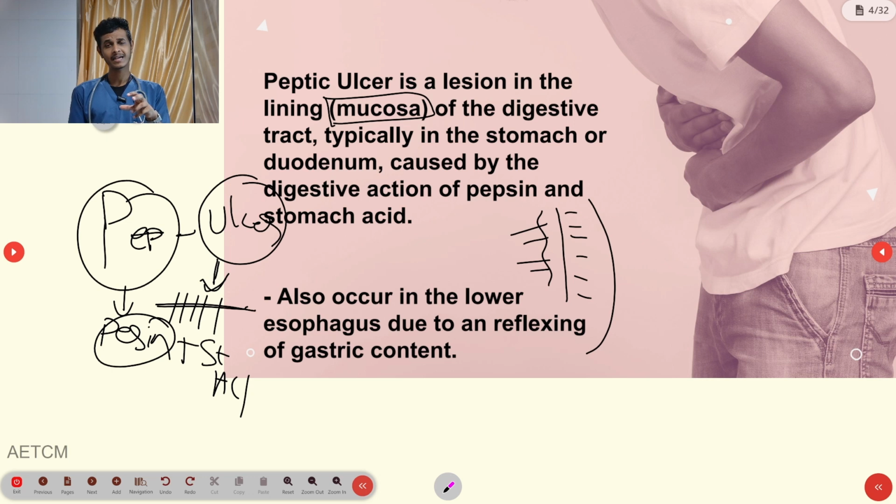Peptic ulcer can occur anywhere, either in the esophagus, or in the stomach, or in the duodenum also. Another term is esophago-gastro-duodenal ulcer. In the esophagus it occurs mainly because of reflux. Whatever content is in the stomach will revert back into the esophagus, and thereby it will cause the peptic ulcer. GERD we are going to discuss in an upcoming presentation. And it can occur in the stomach or in the duodenum also.